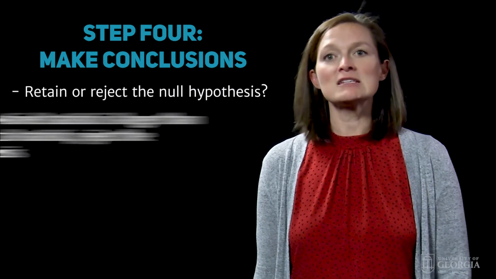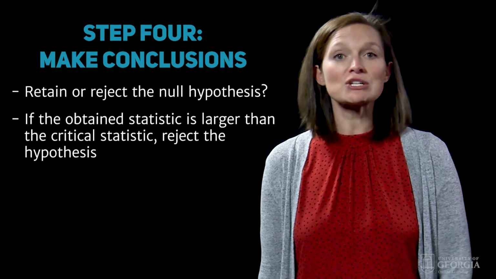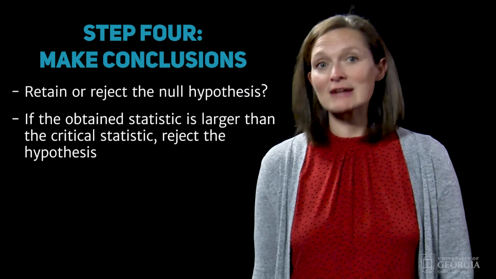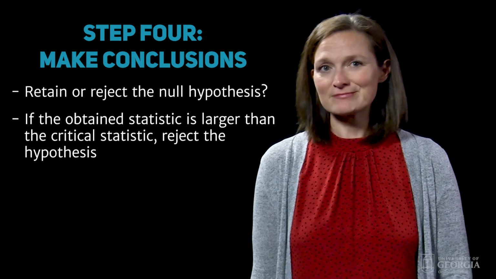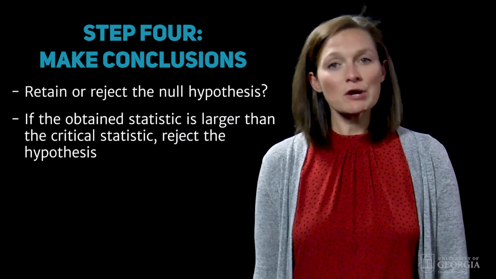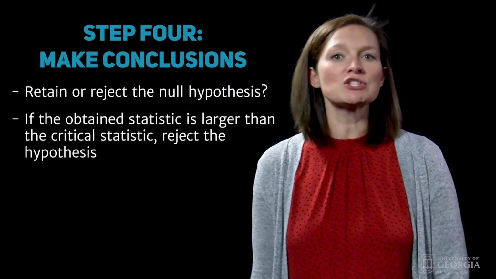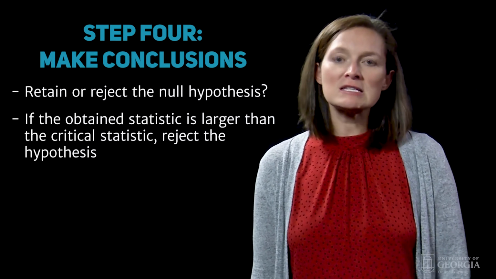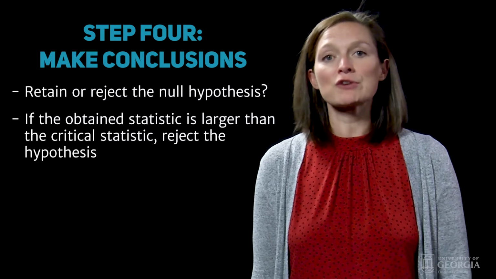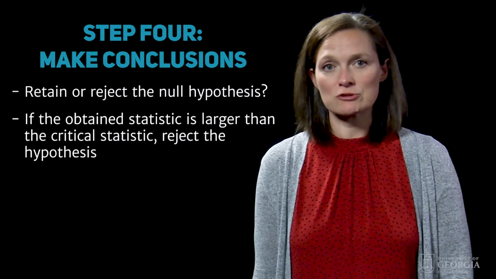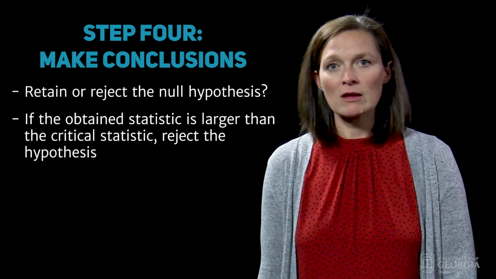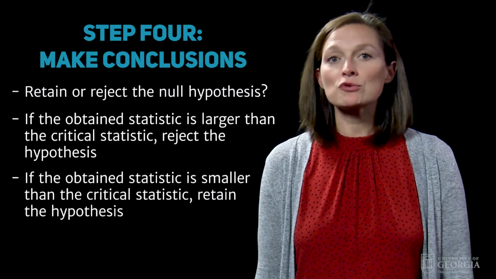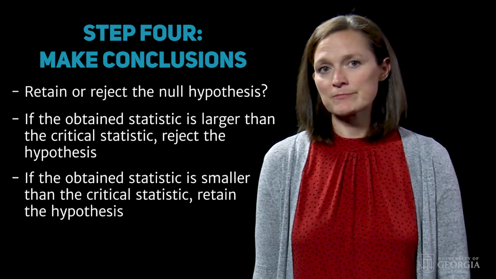If the obtained statistic falls in your rejection region, then it will be larger than your critical statistic and you will reject the null hypothesis. Note that if you're working with a one-tailed test, you'll have to make sure it's not just the absolute value that's larger, but that the obtained statistic actually falls beyond the critical statistic on the sampling distribution. If the obtained statistic does not surpass your critical statistic, then you'll retain the null hypothesis.